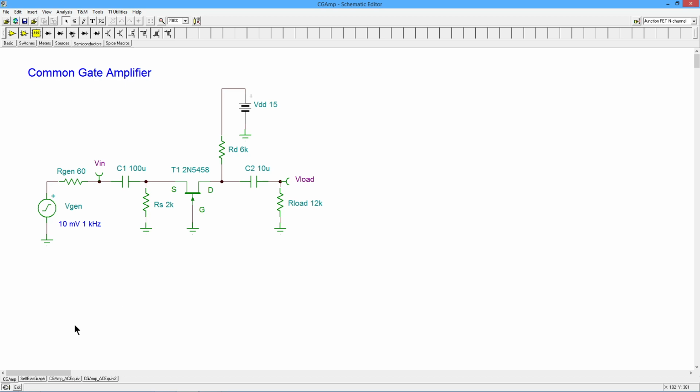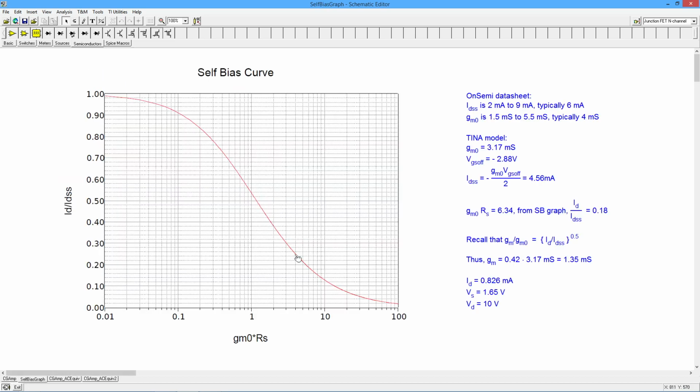So we're going to go over to our self-bias graph and figure out, right over here, we need the ID over IDSS, and down here we need the GM0 times RS. So I am going to need some data points to start with.